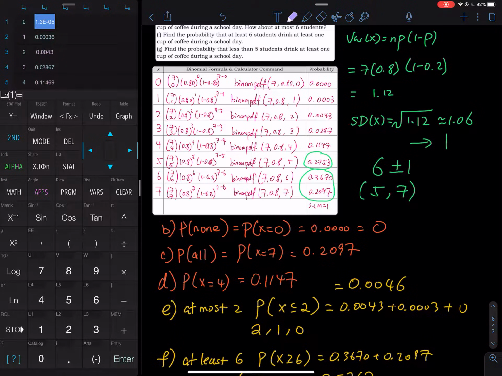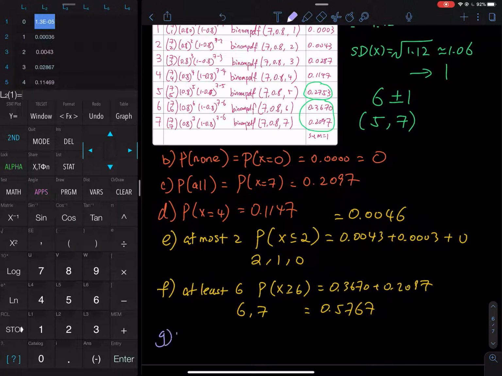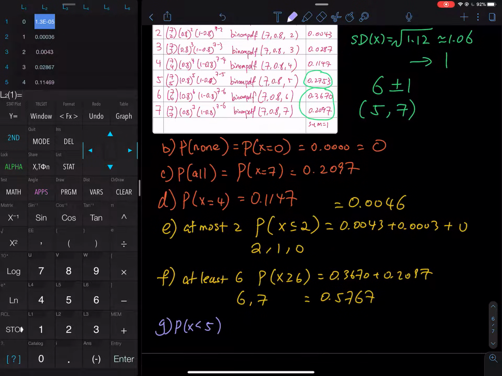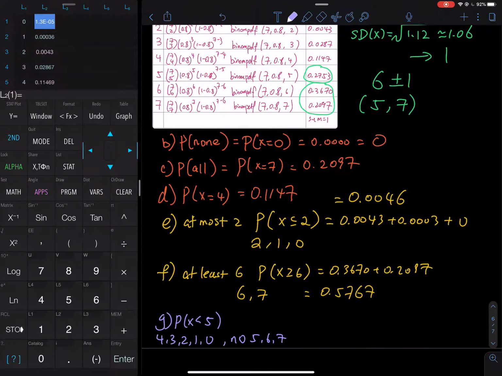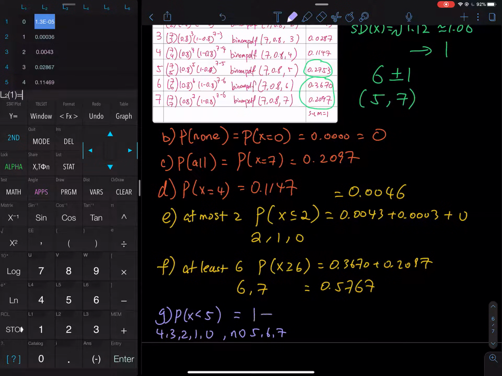G is less than 5. So G is the probability that X is less than 5. Less than 5 includes 4, 3, 2, 1, 0. What is not included? I want you to practice the complementary event. So 4, 3, 2, 1, 0. What is not included is you don't have 5, 6, and 7. So there are 2 ways to go. Either you take 1, subtract the probability of 5, 6, 7, or you add up the other 5 probabilities. Let me show you both.